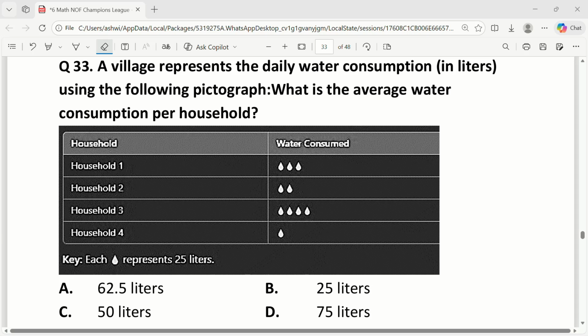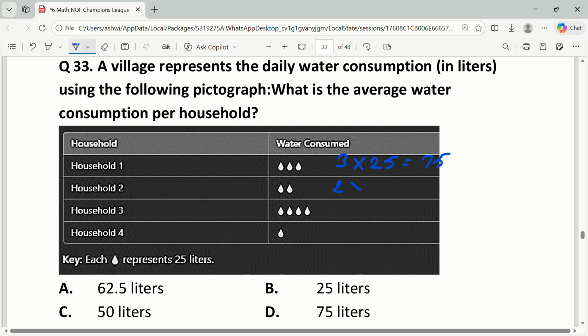Question 33. A village represents the daily water consumption in liters using the following pictograph. What is the average water consumption per household? Each water symbol represents 25 liters. So, household 1 has 3 water symbols, that is 3 into 25 liters, which is equal to 75 liters.